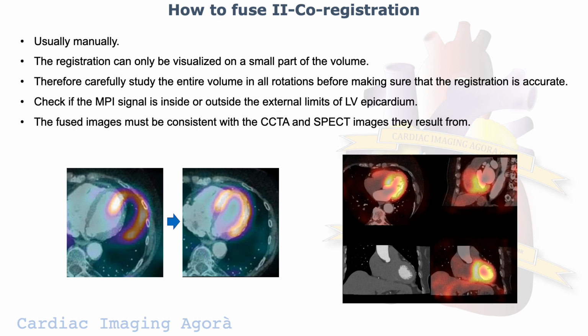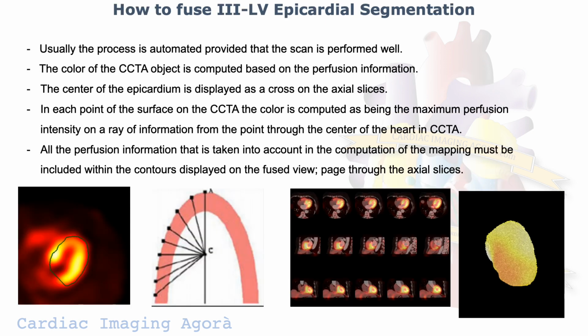The fused images must always be consistent with the CTA and the SPECT they result from. So take extra care in looking through the entire volume. The next step is the left ventricle epicardial segmentation. Usually this process is automated and is well done automatically, provided that both scans are performed well. The color of the CTA object is computed based on the perfusion information that we have from the MPI imaging.